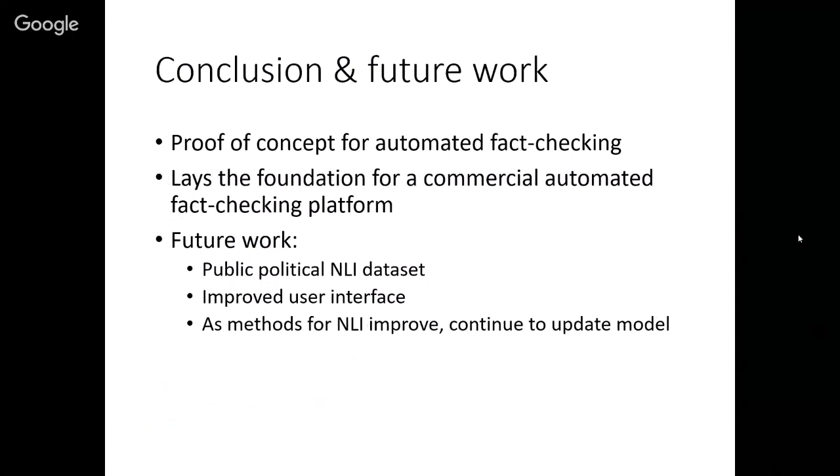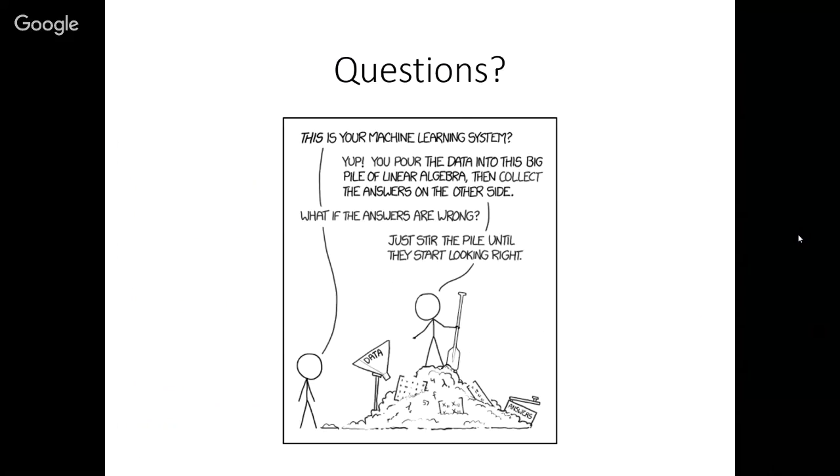This is what we envisioned for future work at the end of our final presentation. First, making a political NLI dataset like we already talked about, so that you could get even more specific. Then an improved user interface; ours was very much thrown together. And this model hadn't been published when we started at the beginning of the summer, so there will be continual improvements, continuing to update the model. I think that is it.